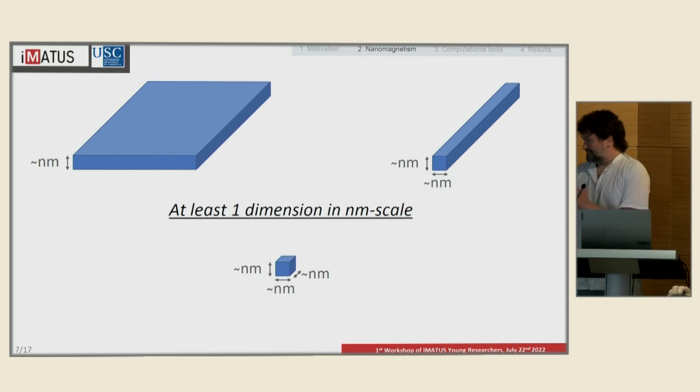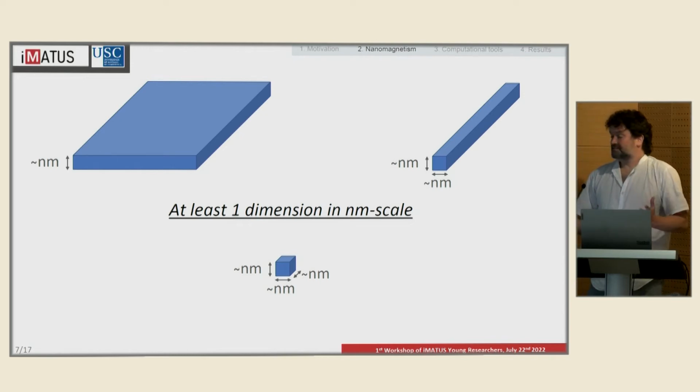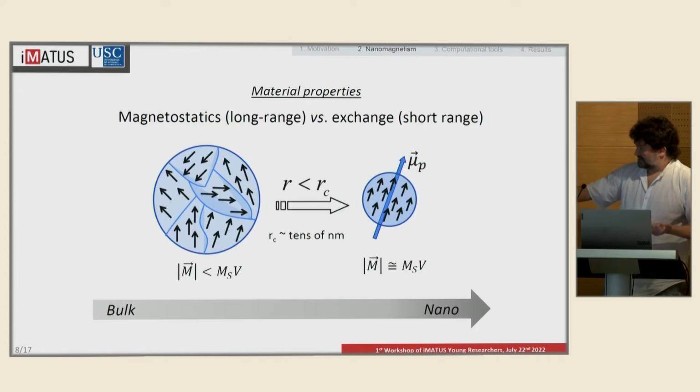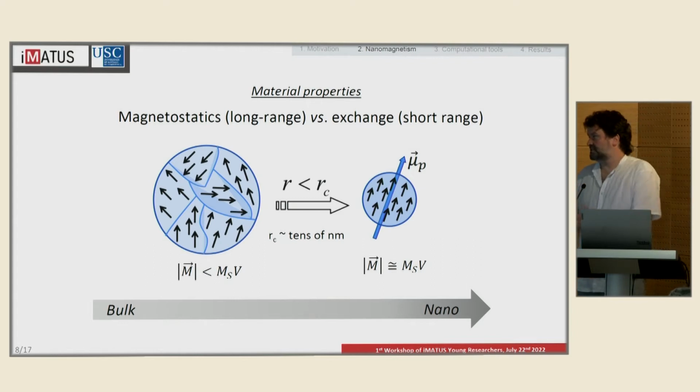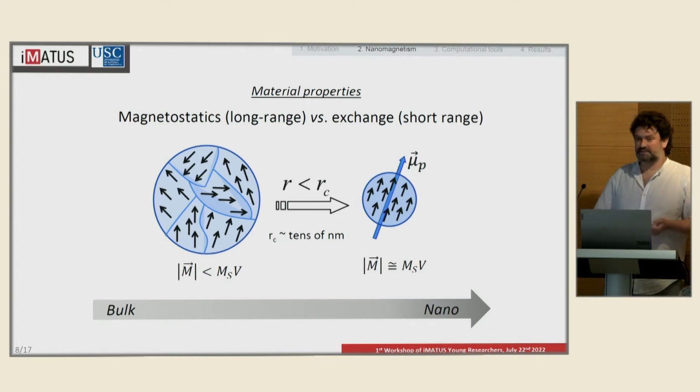So, simplest, nanomagnetism is when you have at least one scale in the nanometer range. From the material properties, the key difference is that you go from the dominance of long-range magnetostatics to short-range exchange. That is in general. We will see later on that there is something more, that anisotropy is the key, as Victor described earlier on. But first, this is the main effect.